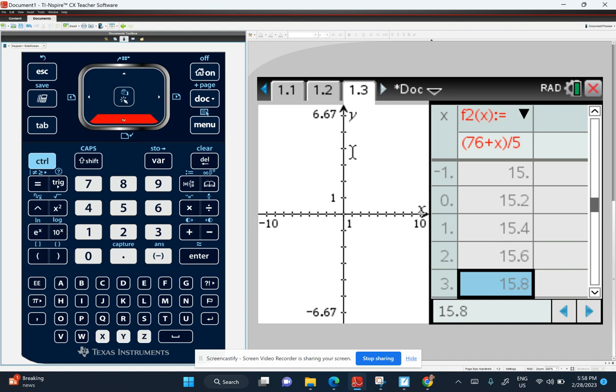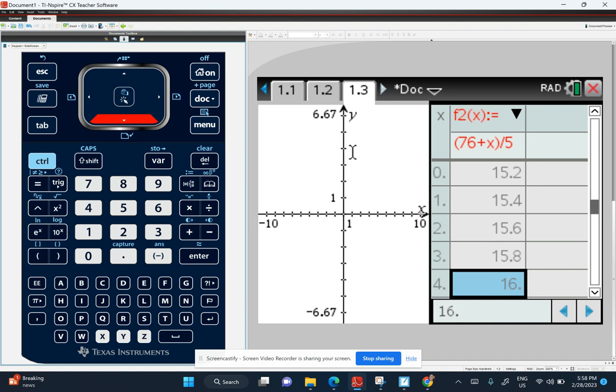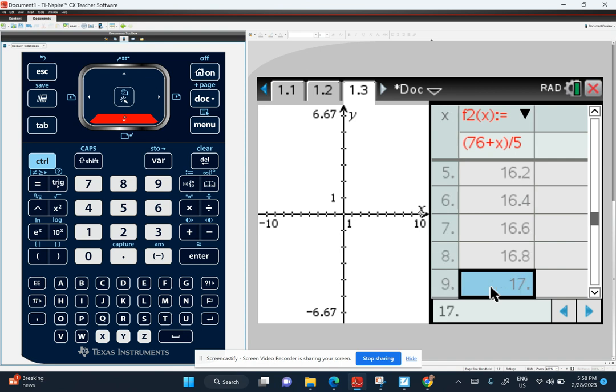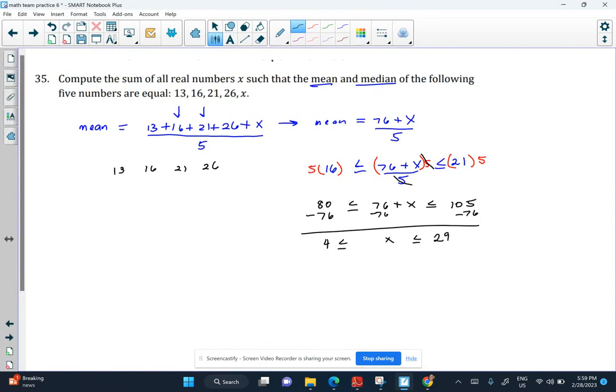Now remember, my mean has to be an integer value. So I'm going to look at 4 and 16 as one. I'm going to continue on. I'm going to look at 14 and 18. I'm going to look at 19 and 19. And I'm going to look at 24 and 20. And the last one is 29 and 21. So those are a lot less than 4 to 29.